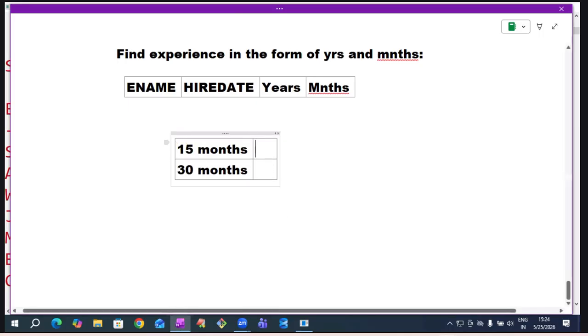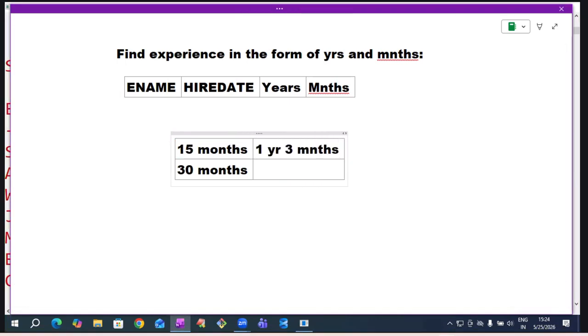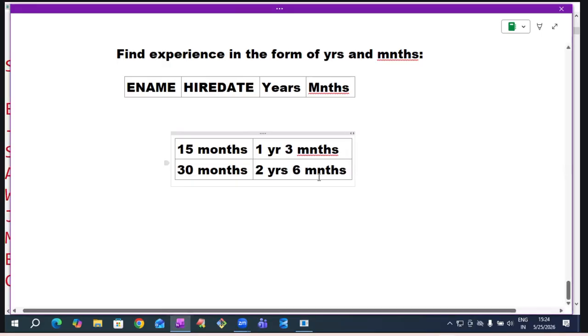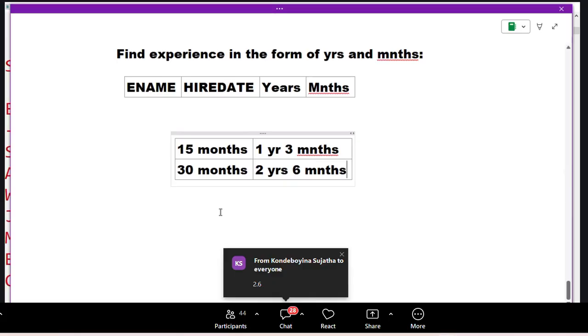So 15 months experience means how many years experience? 1 year. Above 1 year, how many months? 3 months. This employee has 30 months experience. 30 months experience means 2 years. Above 2 years, how many months experience? 6 months. Now, what I am doing is simple.